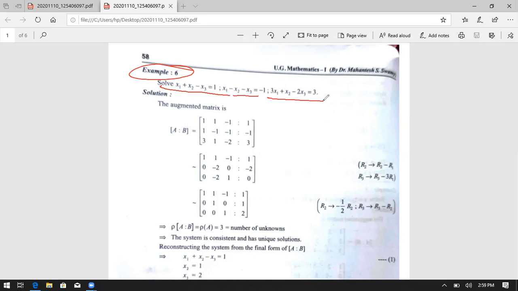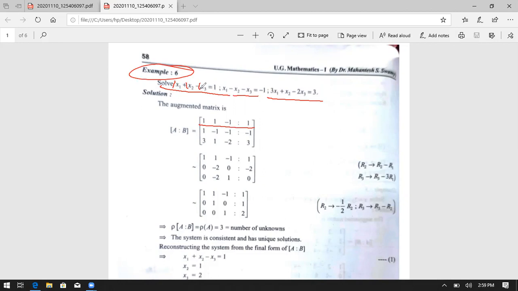First you take the augmented matrix. Augmented matrix means you take the coefficients of the first column, second, then third and fourth, that is the coefficient of x1, x2, then the coefficient of x3, then the constant. I write here 1, 1, minus 1 and 1.